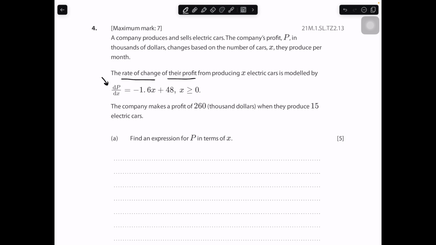Alright. This is actually really similar to what we had before. The company makes a profit, so P, of $260. P is equal to 260 here.